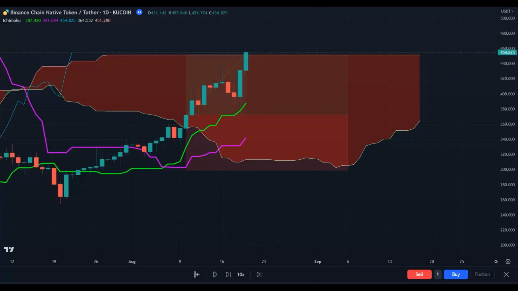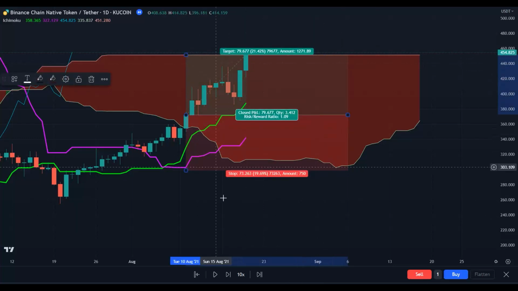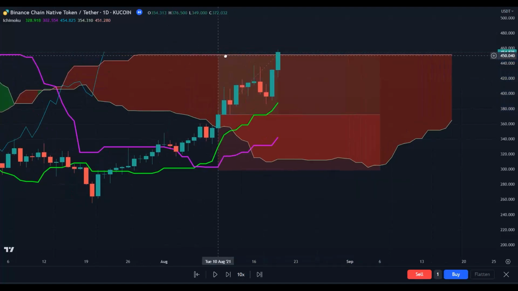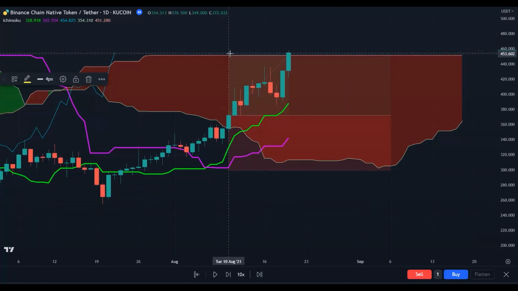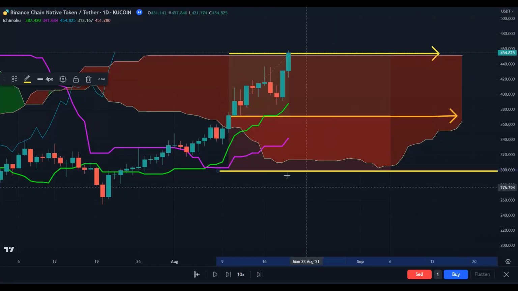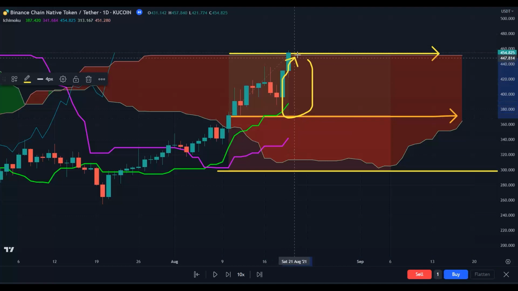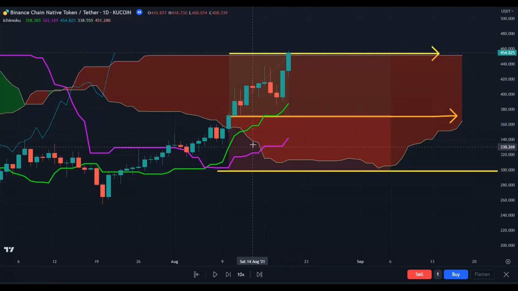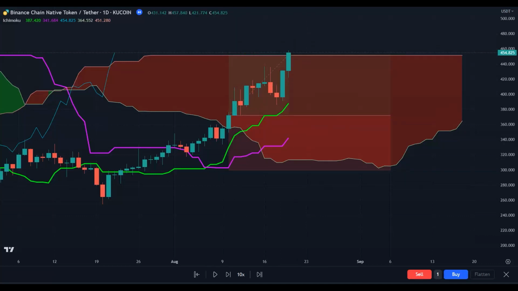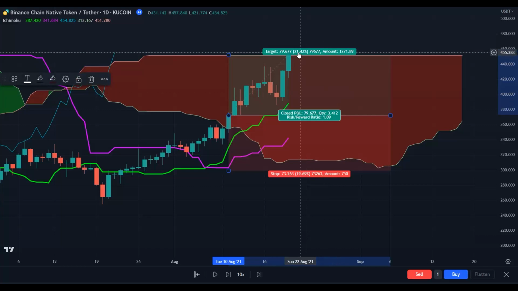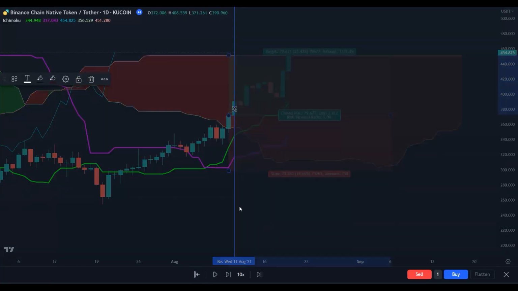There is no difference. When you have your target, for example in this trade, you know that this is your target, this is your entry point, and this is your stop loss. This distance is your profit, and this distance is your loss. How much is your profit in this trade? 21% is your trade. Let me cut the price from here.